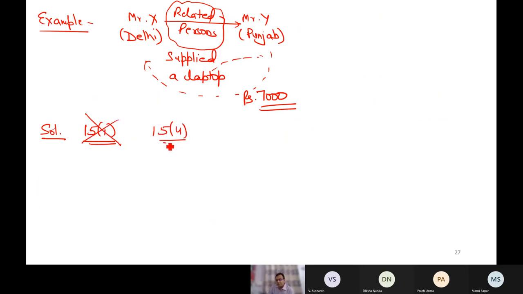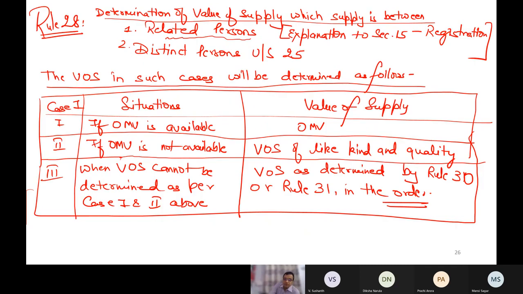15(4) yes, because the condition of buyer and seller being unrelated is not fulfilled. So I have to apply 15(4). Through this, I will go to rule 28 because buyer and seller are related persons. I have to follow rule 28. And what it says: case 1, is the open market value of this laptop available? The answer is not available. Case 2, if not available, then what is the answer? Value of like kind and quality.